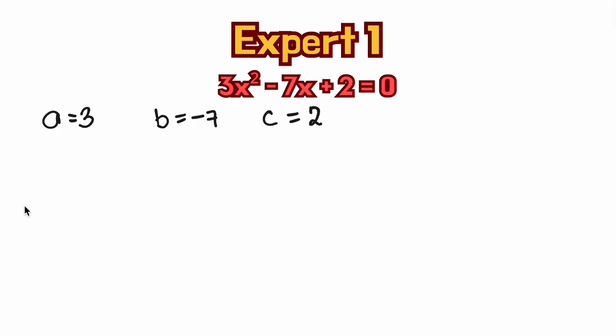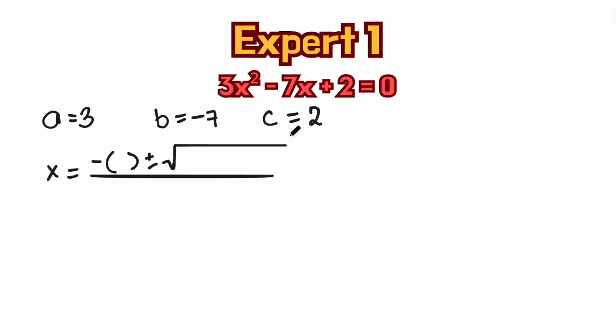Okay, the next thing that we are going to do is to plug in or input those values in our quadratic formula. We all know the quadratic formula already. That is negative b, plus or minus square root of b squared minus 4 times a times c, and all over 2 times a.